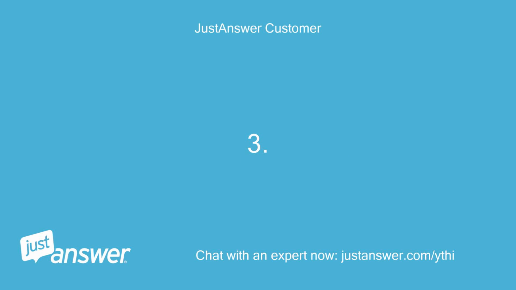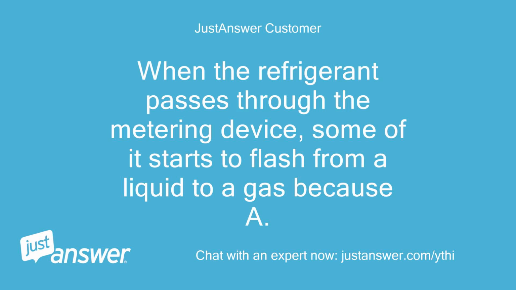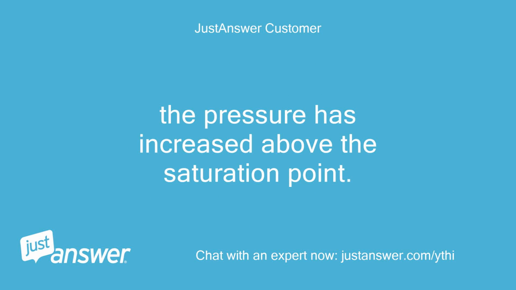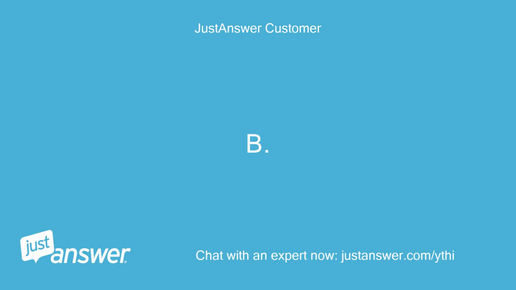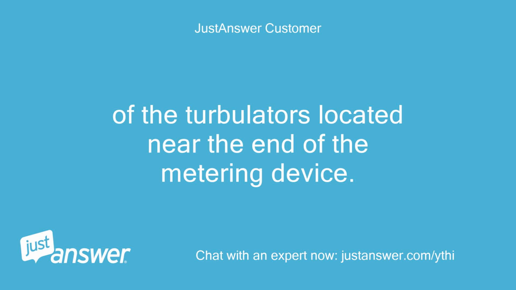3. When the refrigerant passes through the metering device, some of it starts to flash from a liquid to a gas because A. The pressure has increased above the saturation point. B. Of the turbulators located near the end of the metering device.